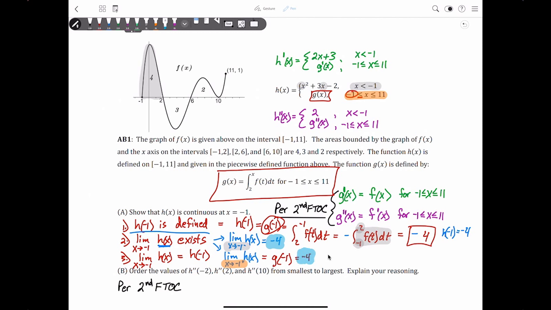Okay, notice how here our one-sided limits, the one approaching from the left and the one approaching from the right, are equal to one another. Therefore, the general limit exists. This general limit exists, and it's actually -4.